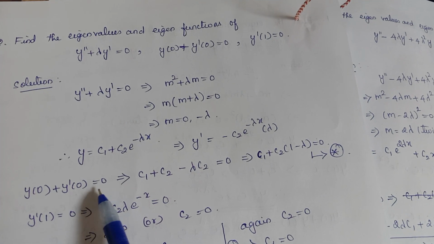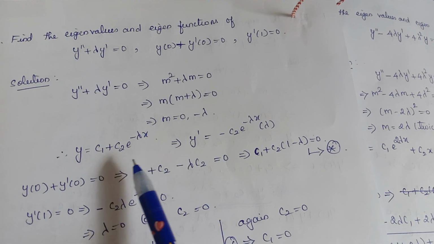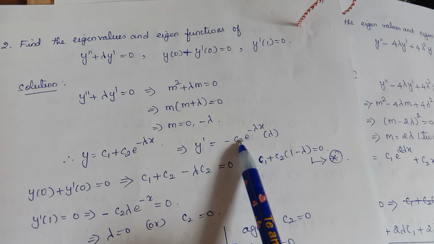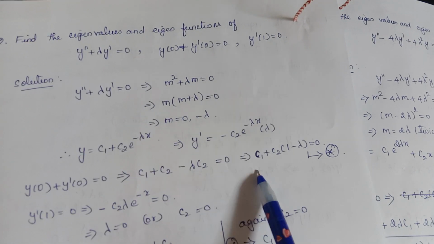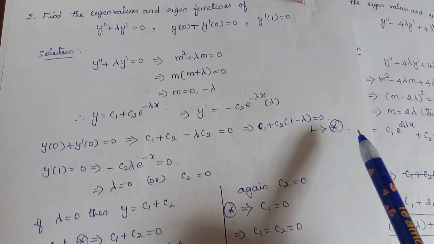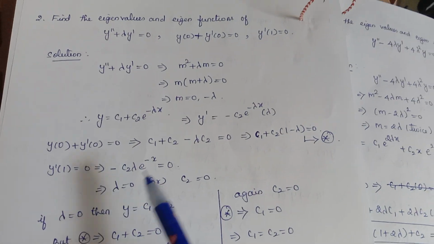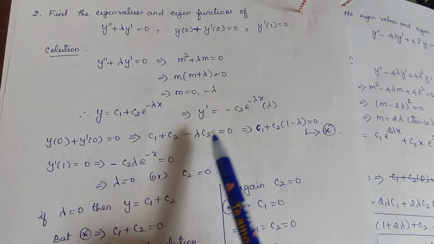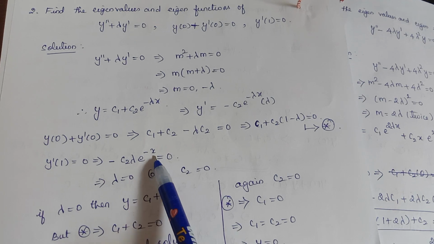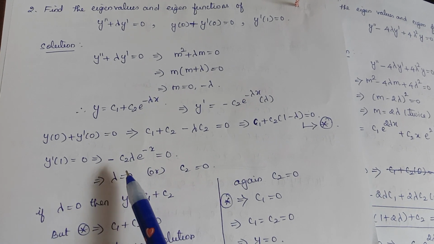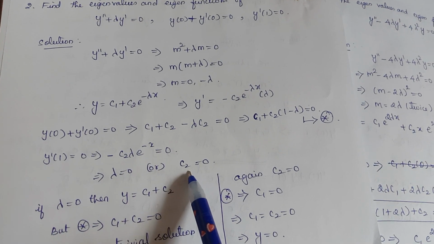So y(0) + y'(0) = 0 implies c1 + c2 − λc2 = 0. That implies c1 + c2(1 − λ) = 0. This is one equation. Next one, y'(1) = 0 implies −c2 λ e^(−λ) = 0. So either λ = 0 or c2 = 0.